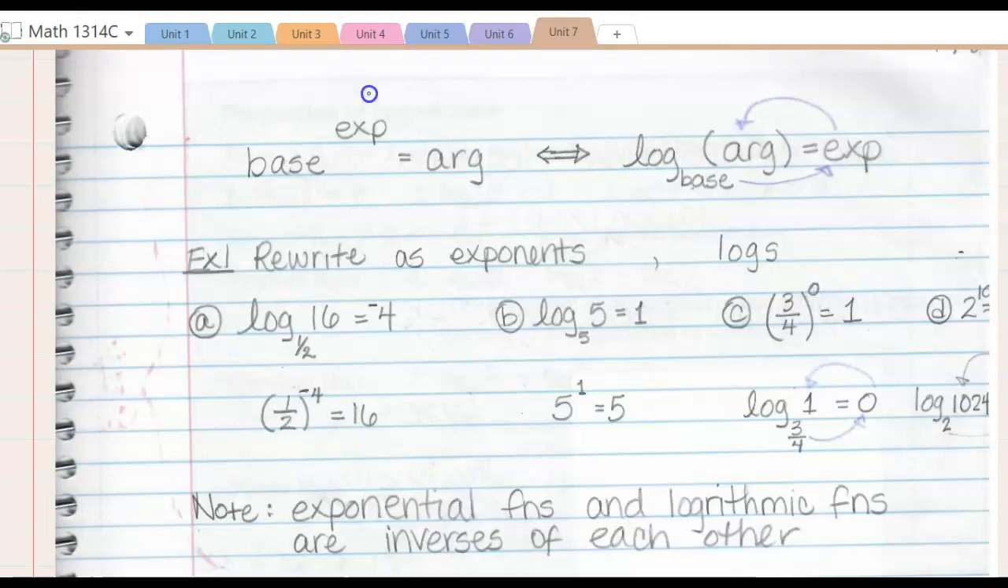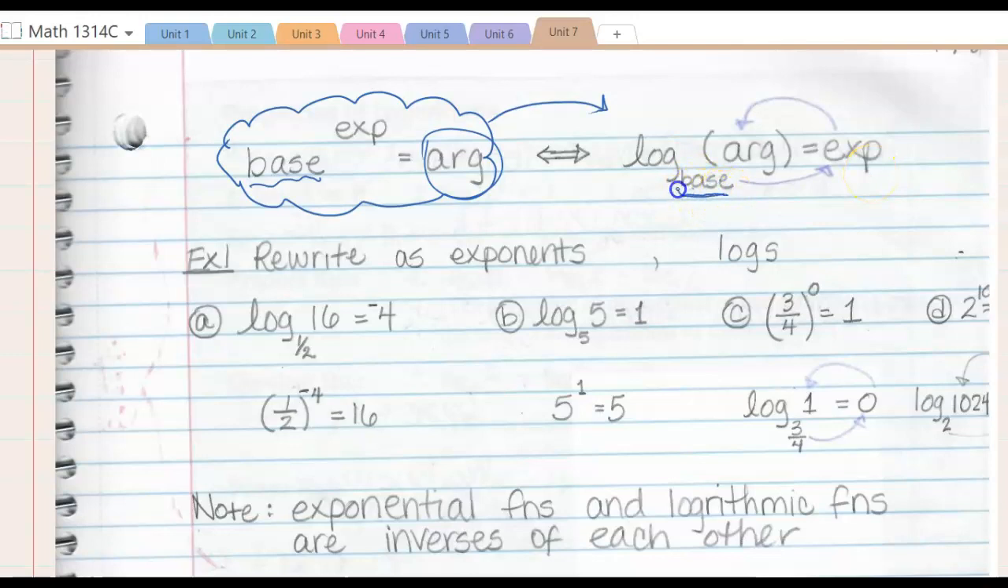So we have our base to some exponent that equals some argument. We can rewrite that in terms of log by getting the base and saying the log of that base of the argument is equal to the exponent. So one easy way to remember is that you're going around in circles. It is the base to this exponent that will give you this argument.